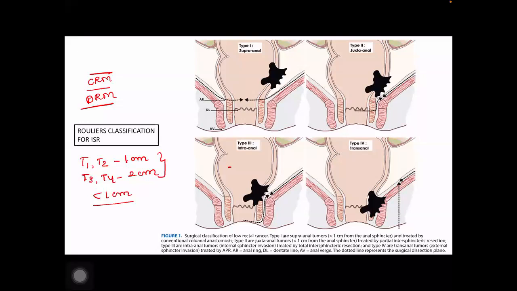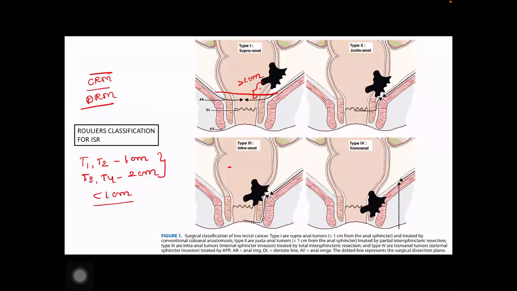So let's come to this Rullier classification. Type 1 is supra-anal. Supra-anal means the distance between the tumor and the anorectal ring, which marks the beginning of the sphincter complex, is more than 1 centimeter. In that case, you can comfortably give a 1 centimeter margin and resect the tumor. So this is type 1 supra-anal.